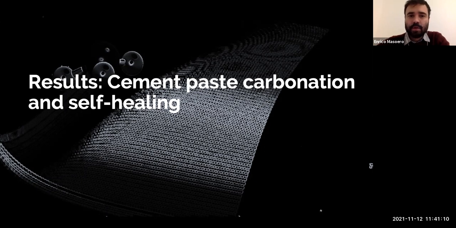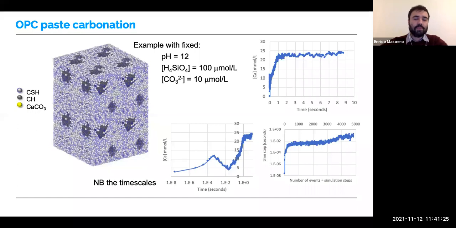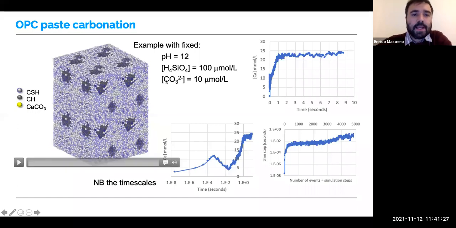This is something I'm working on now with a team of researchers, on cement paste carbonation and self-healing. What you are seeing in this simulation is a system where each particle is one molecule, because this is part of a project where we eventually will get to the micrometer, but we are just starting. In white are CSH particles, in gray are calcium hydroxide particles. This is a typical OPC paste, with the main calcium-based phases.